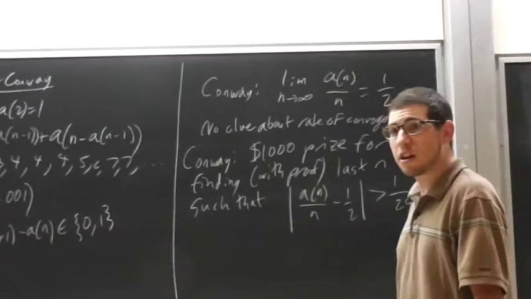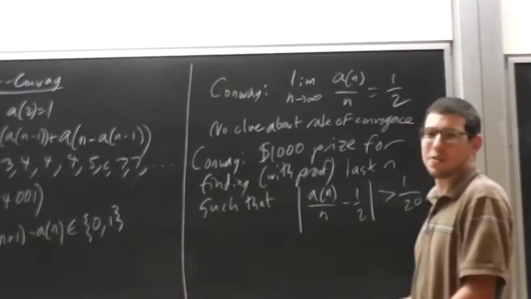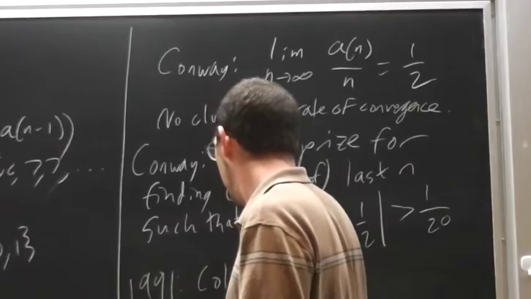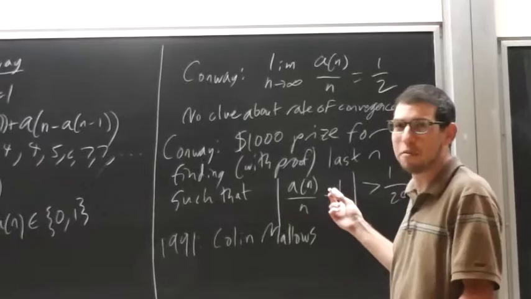And he was just convinced that even this was hopeless. But within just about, I think this was around 85, and then in 1991, Colin Mallows of Bell Labs claimed this prize. He was able to calculate this n. And unfortunately, I don't know off the top of my head what this n is, but he found it.